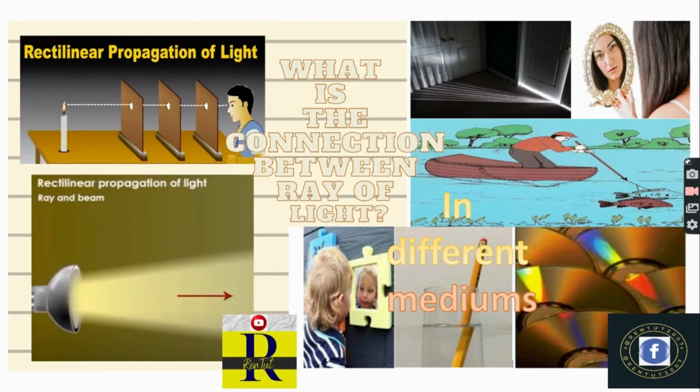We will be discussing rectilinear propagation of light and what its connection is with respect to the ray of light which propagates in different mediums. How does the ray of light propagate in a different medium, how is it affected, and why is rectilinear propagation a connecting part? What is the relation between them? We'll be discussing this further.